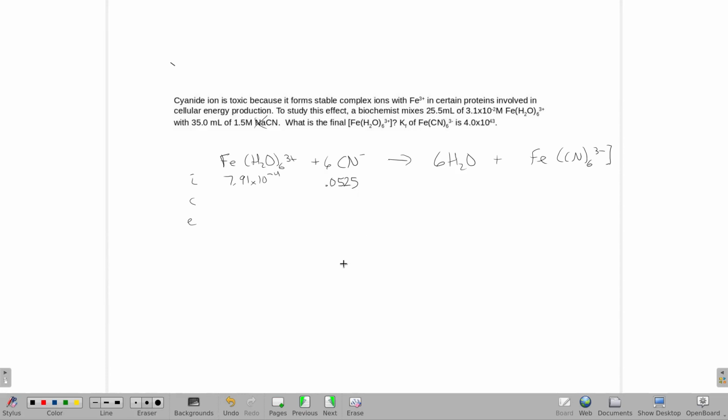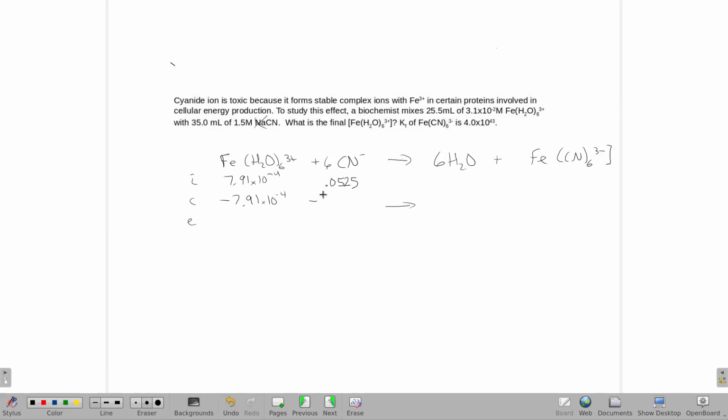Now, we already said because of the size of this K, we're expecting this to go very far forward. What we're always going to do in this case is assume this is in excess, and you notice it's a huge number by comparison. Even though we're using the cyanide up 6 times as fast as the iron, this is definitely more than 6 times bigger than this. We're going to have this thing go to 0. That is the amount, that's kind of our X in these cases.